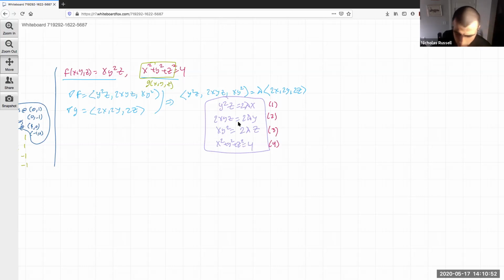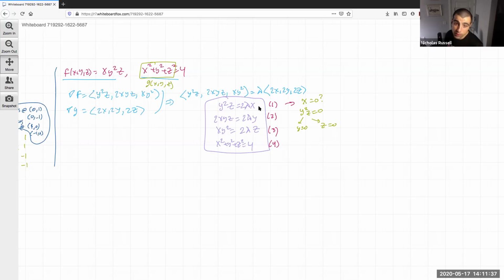So what am I trying to say about that? Here, if I take equation 1, could x be equal to 0? This is an important question. If x is equal to 0, then what happens? This means that y squared z has to be equal to 0. I hope you'd agree. Well, if y squared z is equal to 0, there are 2 options. Either y is equal to 0 or z is equal to 0. There's not really any other options there.